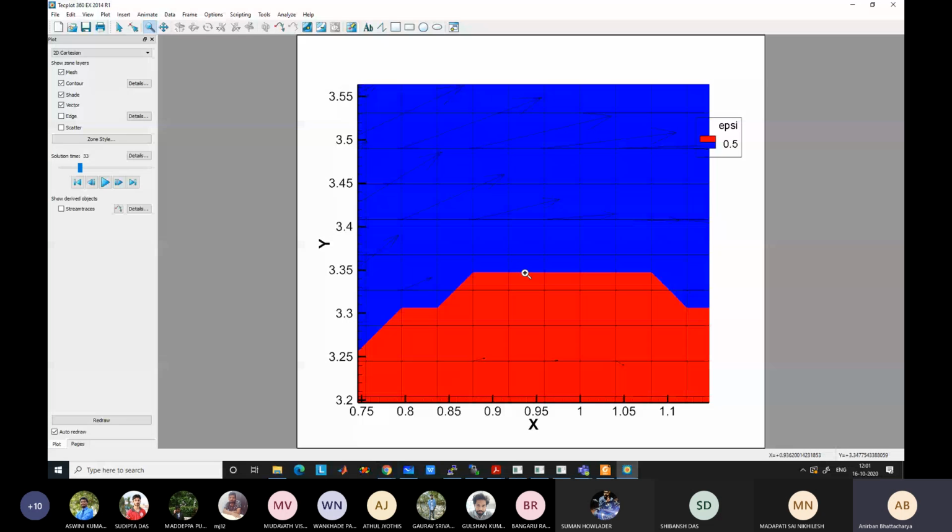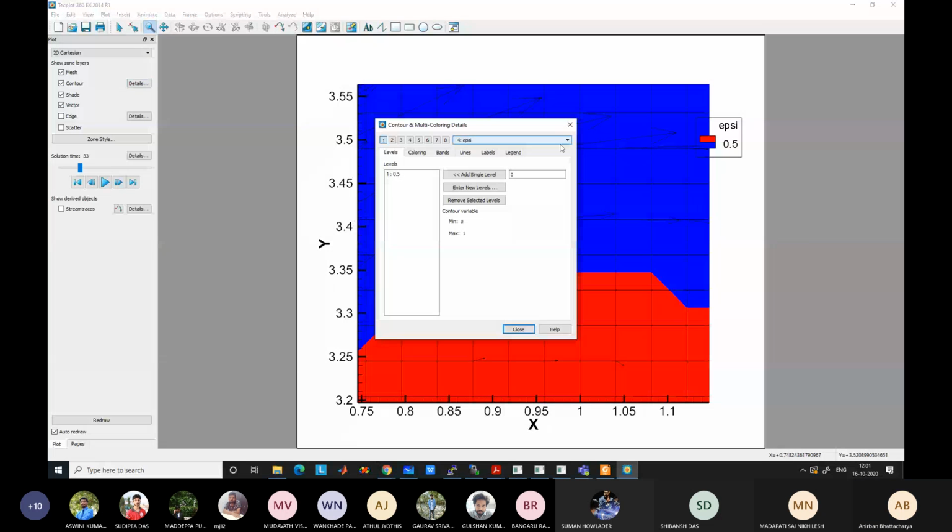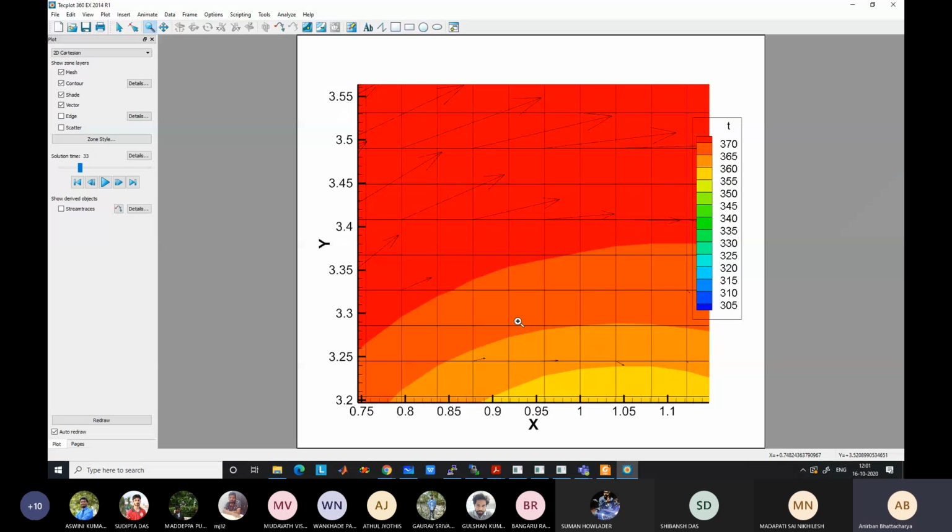If it is a temperature, similarly for temperature, although Tecplot will show you interpolated results, it might be possible to show non-interpolated results also, right?